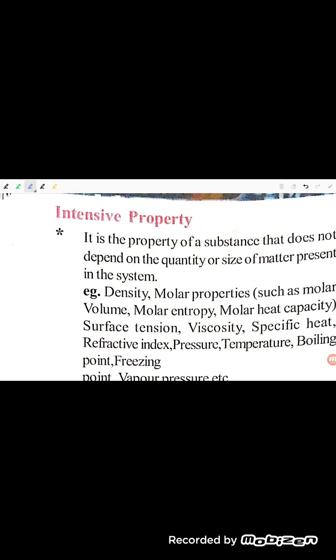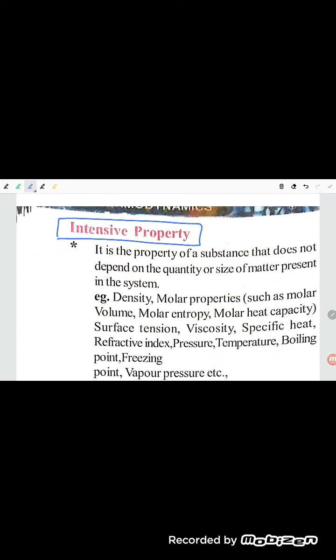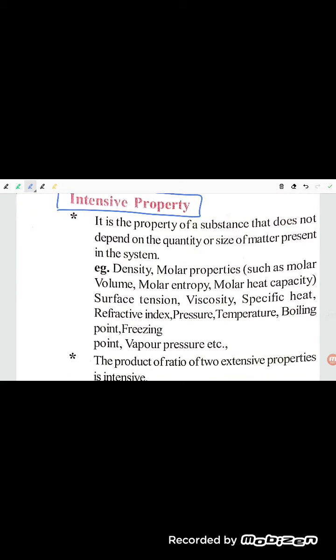Hello students, today we are going to discuss intensive properties from the thermodynamics chapter, using slides I have selected from the Narayana NEET book, grade 11 chemistry. Let us see what the meaning of intensive properties is, students. In simple terms, intensive properties do not depend on the amount of substance.